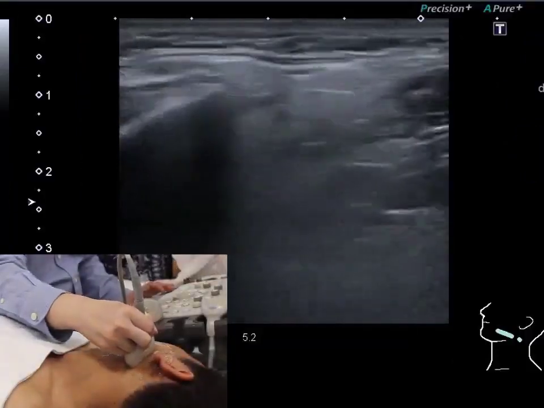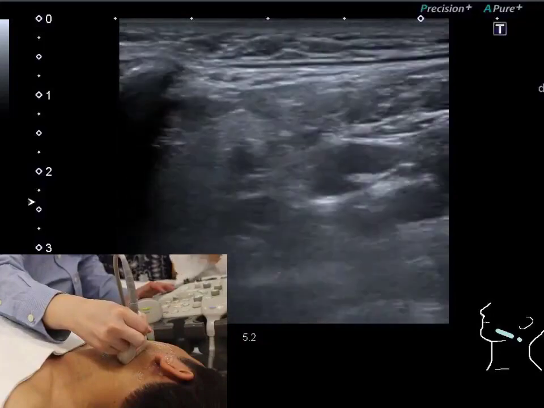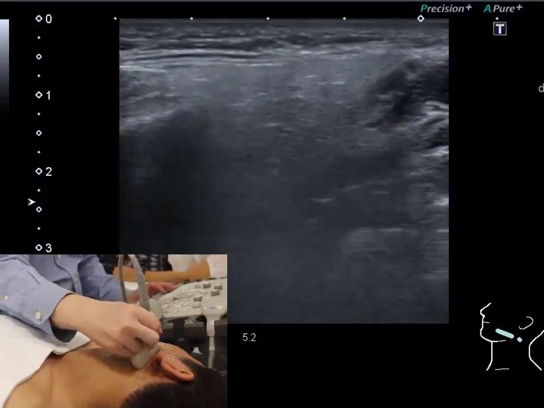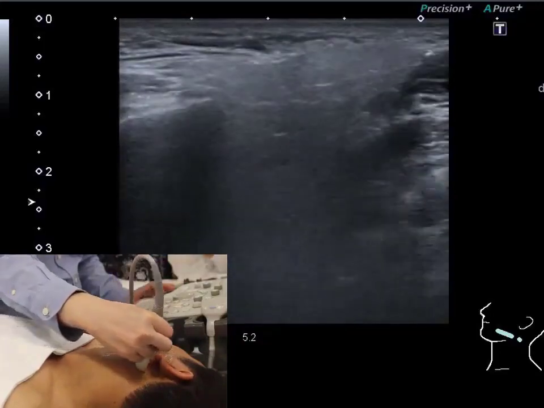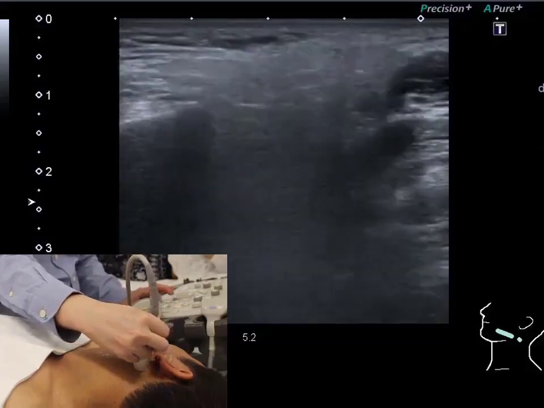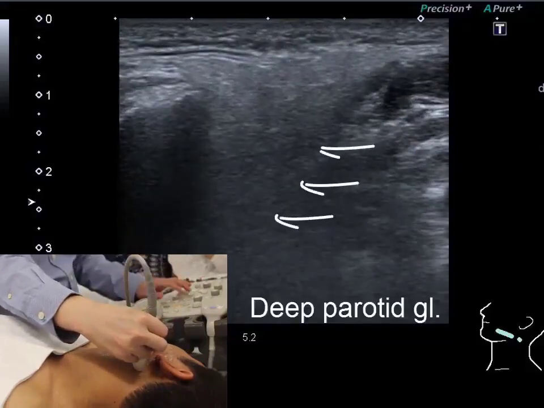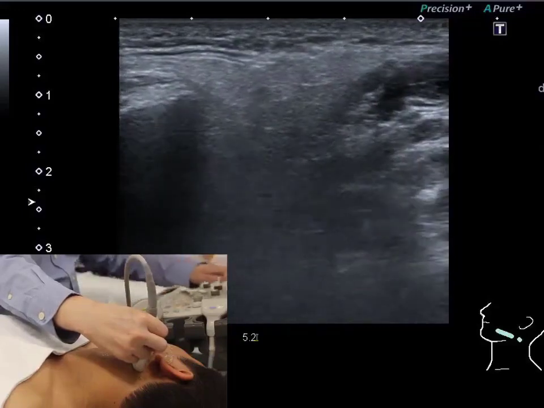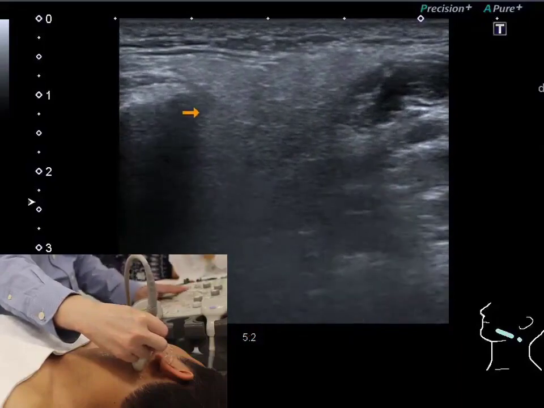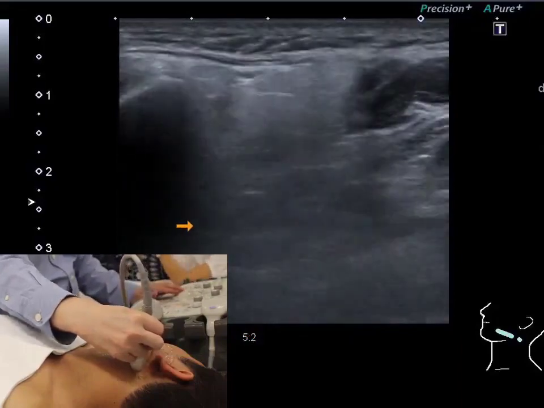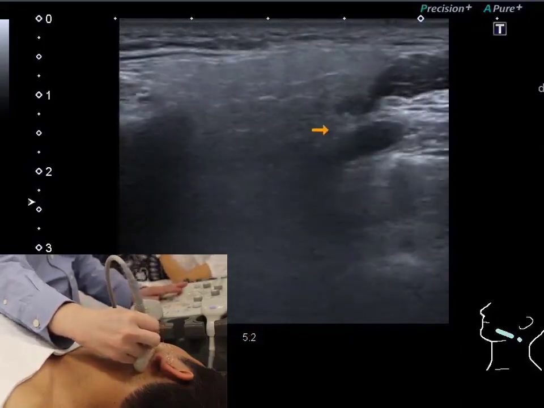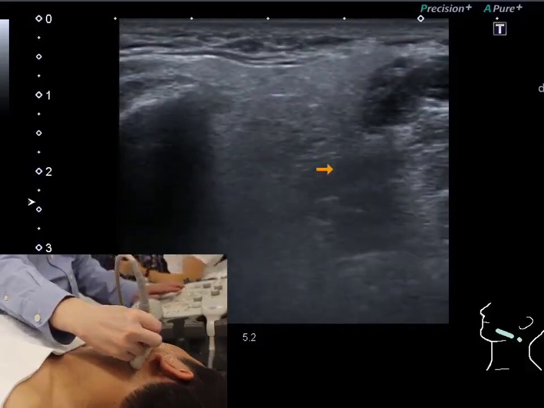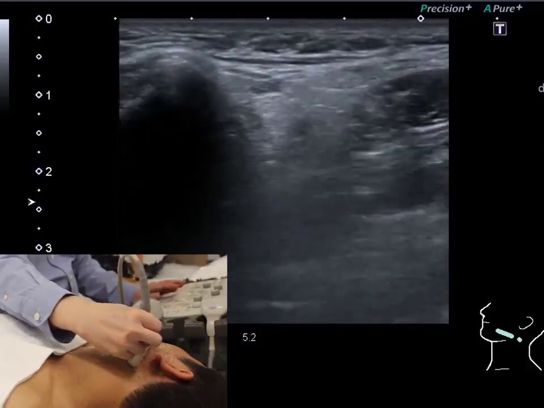Okay, let's move to see the deep part of the parotid gland. We move the probe up and then slide the probe more posteriorly. We can see the deep part of the parotid gland. But in this case, there is a lot of fatty deposit, so we cannot see it well. Sometimes we cannot observe the retromandibular vein in this case. So let's change the patient to see.